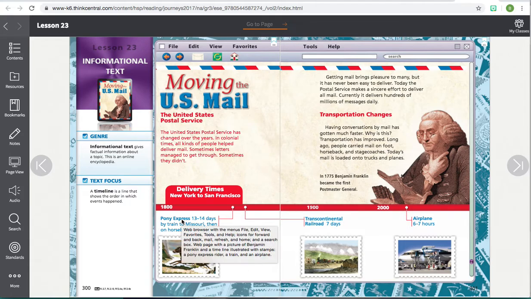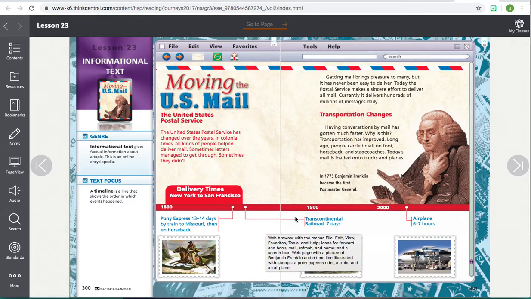Pony Express, 13 to 14 days by train to Missouri, then on horseback. Wow, that's up to 2 weeks just on train, and then who knows how long it could be after that. Just shortly after, mail traveled through the Transcontinental Railroad, which took 7 days. Wow, looks like they're making some improvements. And in present-day 2000s, mail can travel by airplane and take only 6 to 7 hours. Definite improvement.